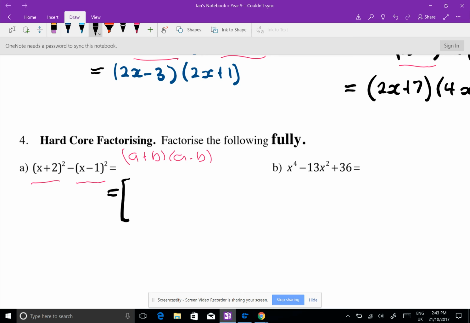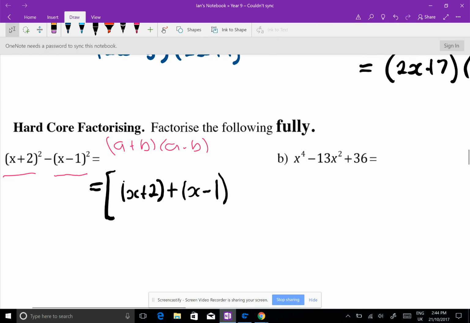Well, what's my a? I'm going to use big brackets here because I'm going to be mucking around with it. Well, the square root of x plus 2 squared is x plus 2. Plus the square root of x minus 1 squared. Well, that's x plus 1. Sorry, minus 1. And that's the first bracket. And the second bracket is those two things, but minus.